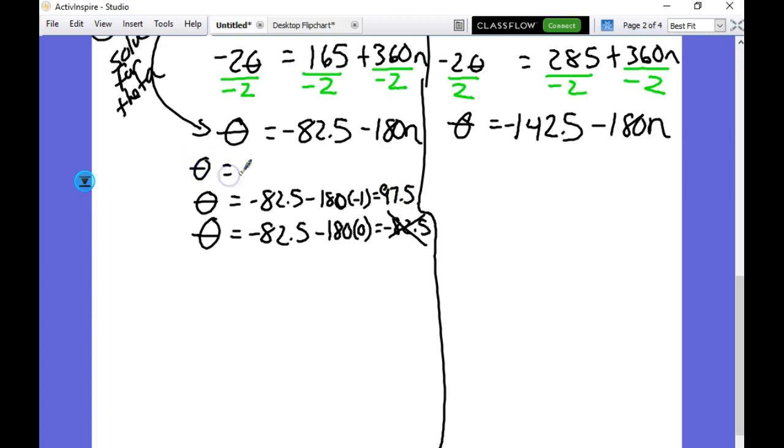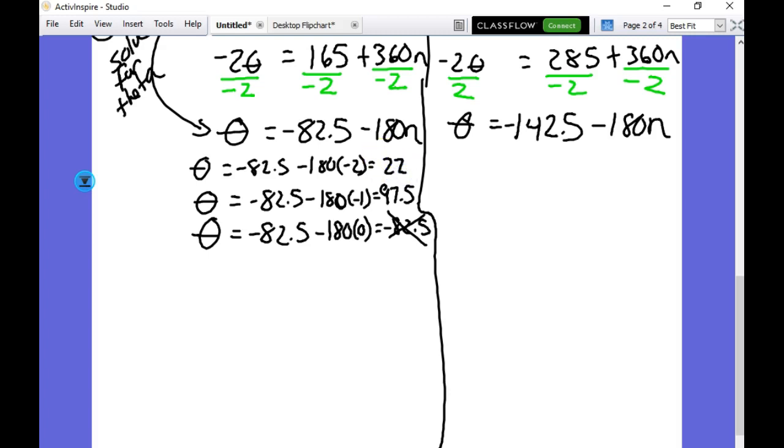All right, next one, 82.5 minus 180 times negative 2. Let's see, 97.5 is on our interval. Let's see if this is on our interval. 360 take away 82.5. 277.5? That's on our interval too, right?